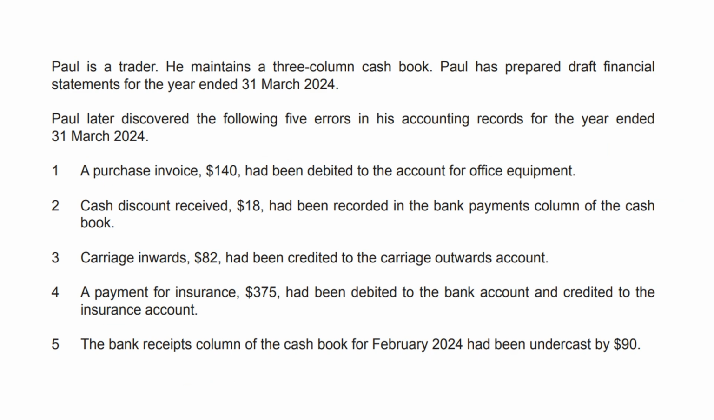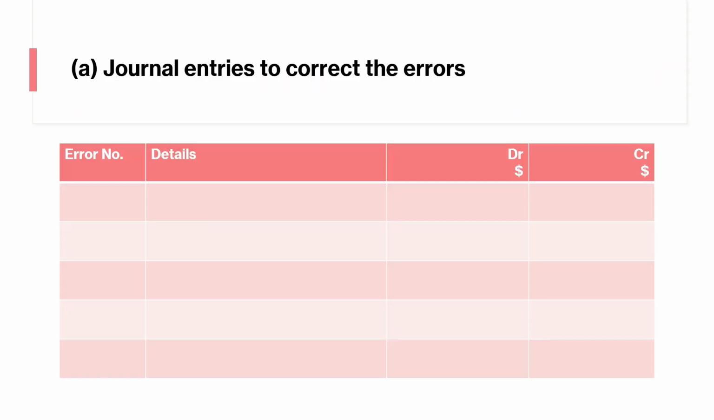So the question gives us some information. It says that Paul is a trader. He maintains a 3-column cash book. Paul has prepared draft financial statements for the year ended 31st March 2024, and there are 5 errors given. Let's see part A. In part A, we are supposed to prepare the journal entries to correct the errors.